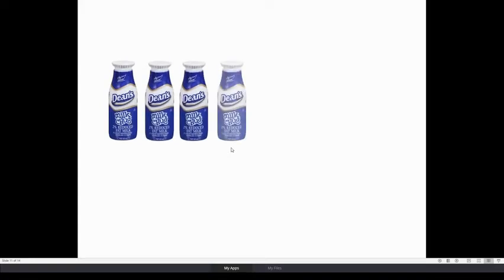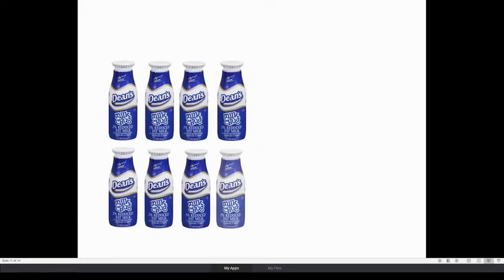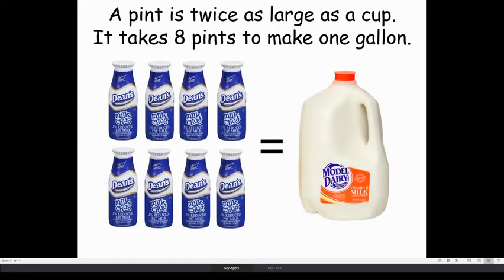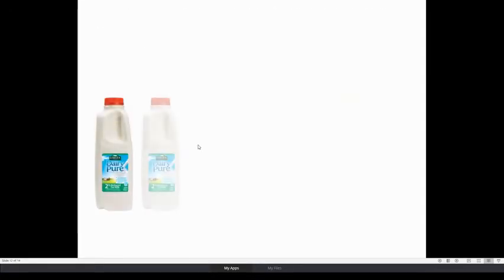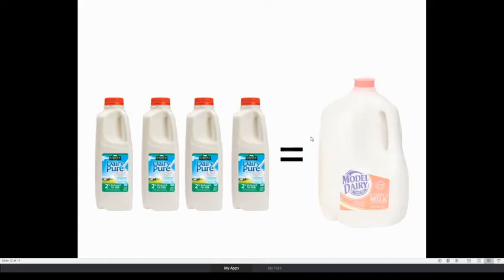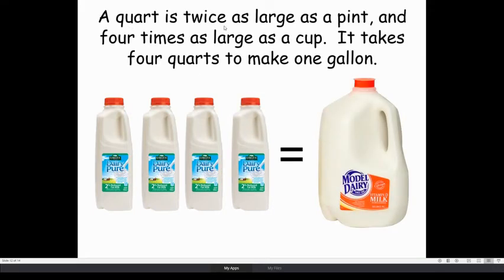Alright, so the next one, these are the pints. So a pint is twice as large as a cup. It takes 8 pints to make 1 gallon. And the next one is the quart. So a quart is twice as large as a pint and 4 times as large as a cup. It takes 4 quarts to make 1 gallon.